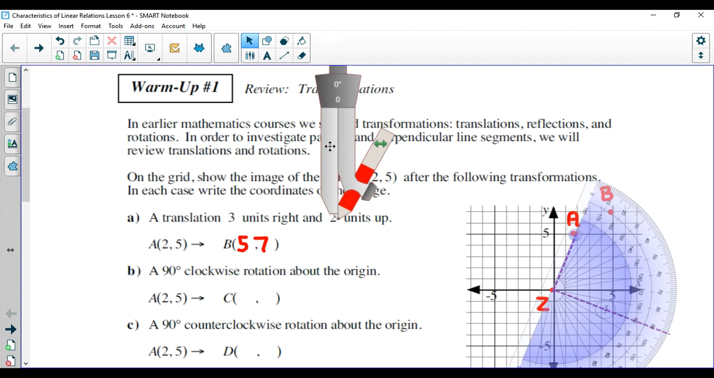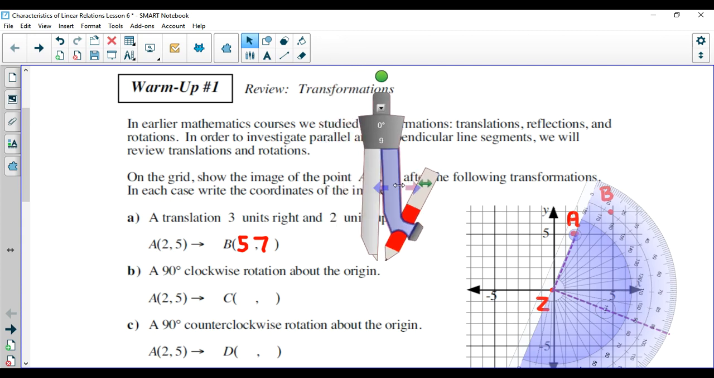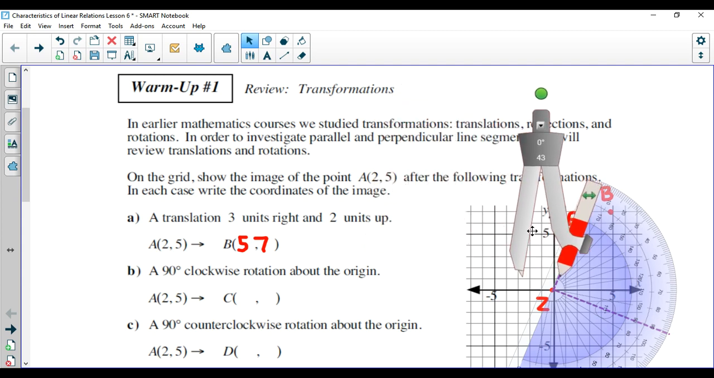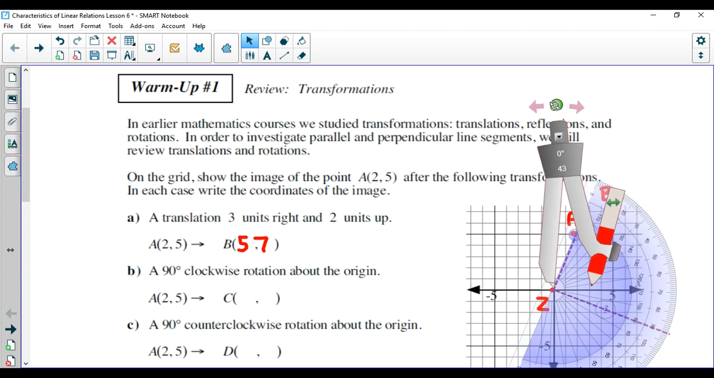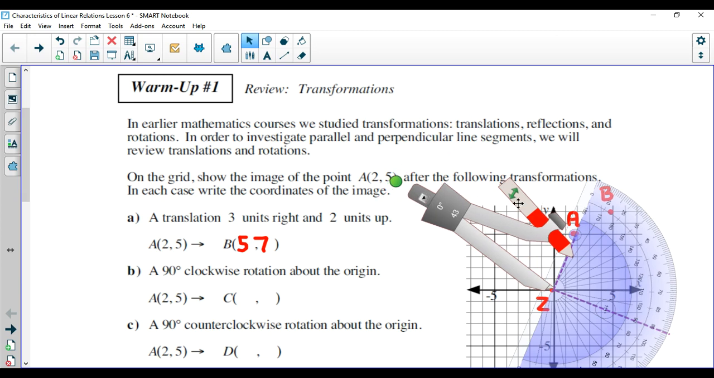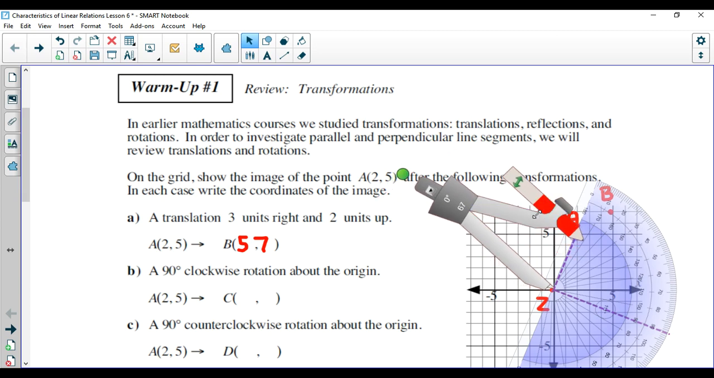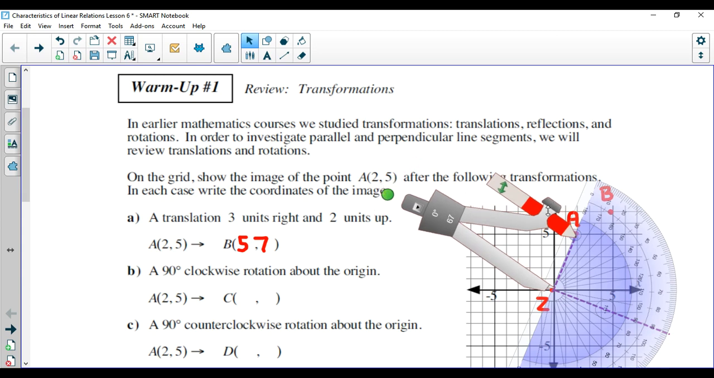Okay, I'm going to take the compass and put the center of the compass at the center of rotation. So that's going to be right here. And then I'm going to put the pencil edge of the compass at the location of this point that I'm going to rotate. Okay, so let's try to get it at that point. Okay, it looks pretty good. Yeah, I'd say that's pretty good.